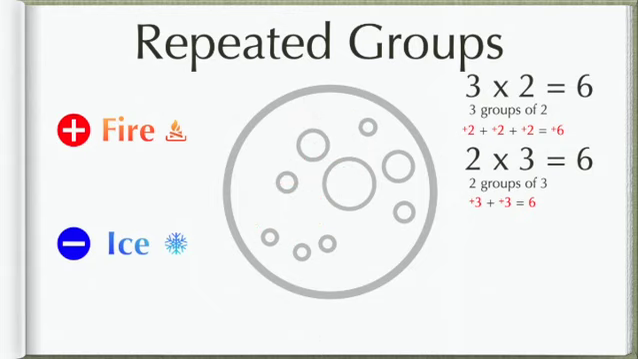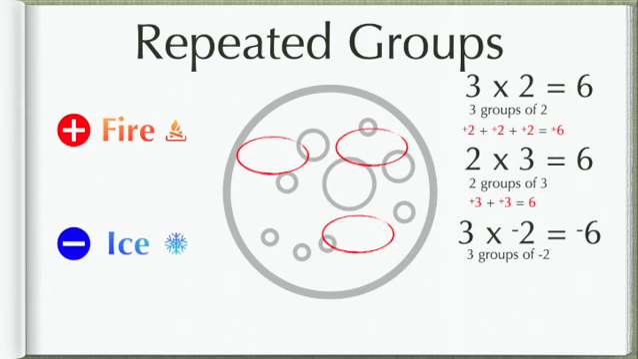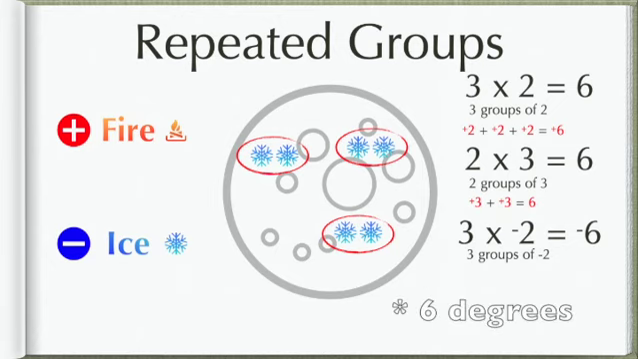Why not? 3 times negative 2 means you're going to have 3 groups of negative 2. So here's my 3 groups, and the fact that they're positive means that what's inside them will remain as it is. So I put 2 ice cubes in each one. My temperature of my soup has gone down 3 degrees because I've added negative 2 plus negative 2 plus negative 2, which is negative 6.